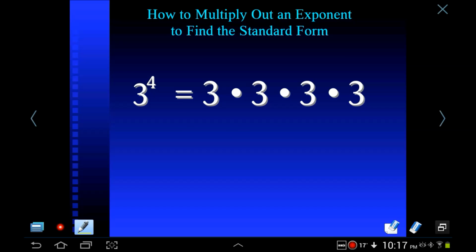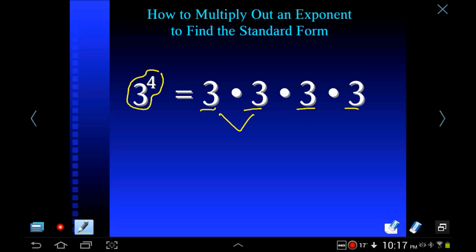Now, last thing I want to do here is just kind of talk about how to multiply these out. Like I was saying earlier, 3 to the 4th power does not mean 3 times 4. It means 3 times 3 times 3 times 3. So if you want to multiply this out, just go left to right. There's never going to be a shortcut to do 3 times 4, ever. So just go one by one.